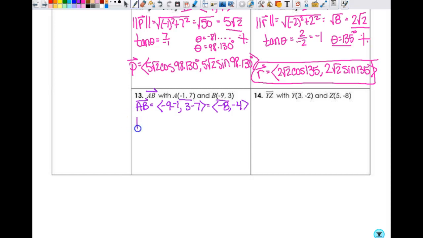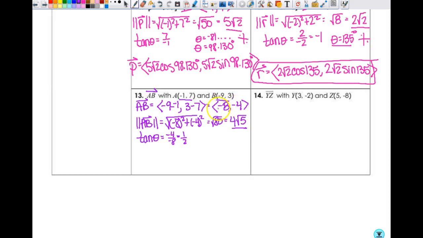So now that I have that, find the magnitude. That's going to be equal to the square root of negative 8 squared plus negative 4 squared. That's going to be the square root of 80, which is 4 square root of 5. There's my magnitude. Tangent theta is equal to, looking at this right here, it's going to be negative 4 over negative 8, which is 1/2. So I'm going to take the tangent inverse of 1/2. That's going to give me 26 something, but we didn't look at our quadrant.